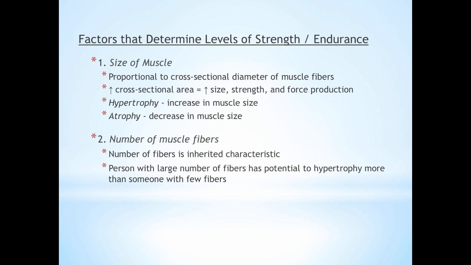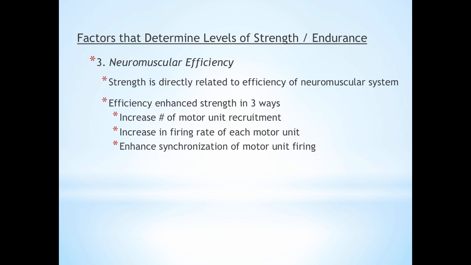Number two on the factors that determine levels of strength is the number of muscle fibers. So the number of muscle fibers is an inherited characteristic. So again, a person with a large number of muscle fibers has more potential for hypertrophy than someone with fewer muscle fibers. So you have somebody that shows up to campus that's never lifted weights, that's well built. Guess what? He's probably going to hypertrophy much quicker than somebody that shows up to campus that's kind of skinny and thin and not as well muscularized.